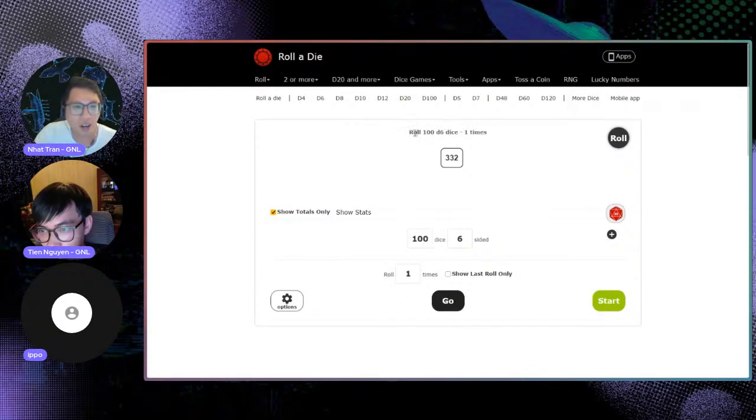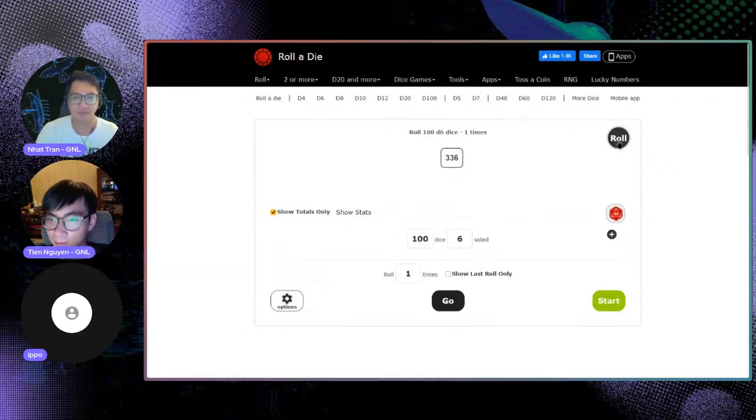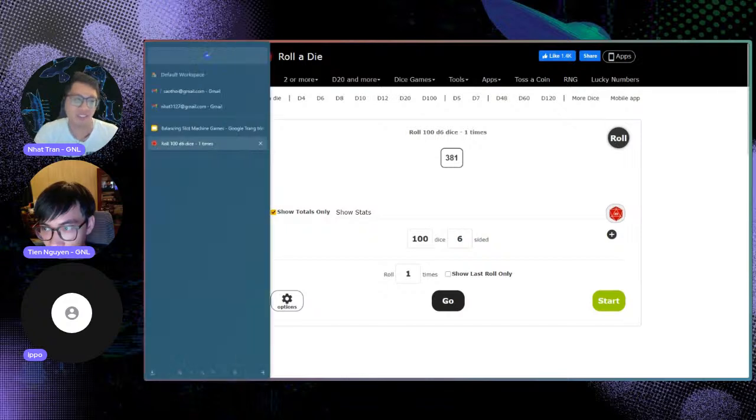Okay, so 100 d6 dice, one time. Okay, roll. So the first one we get 336, over 300, right? Let's be lucky. Another time, 355. No, 353. Okay. Another time, 351. Another time, 331, 379, and 355, 362, 345. As you can see, every single time it is higher than 300.